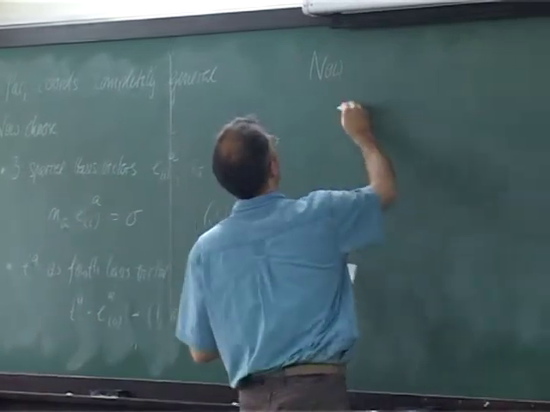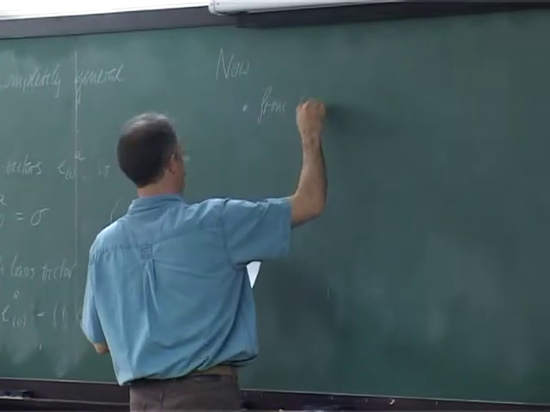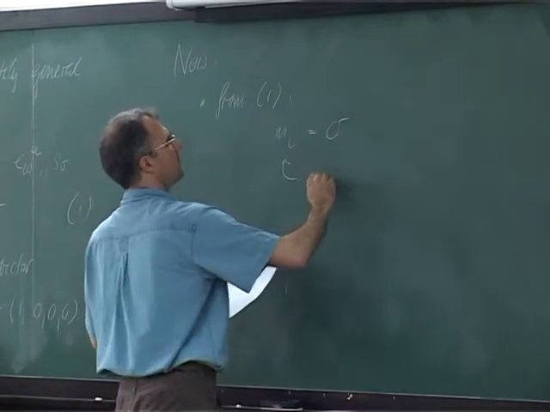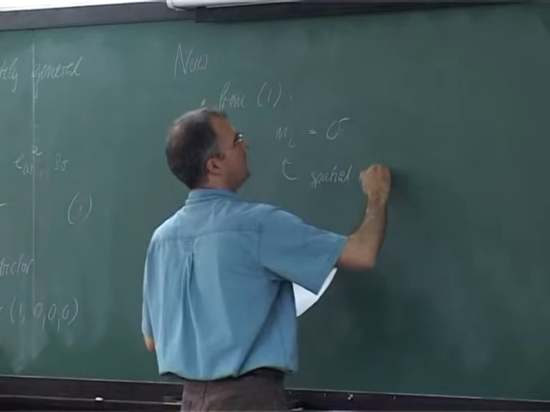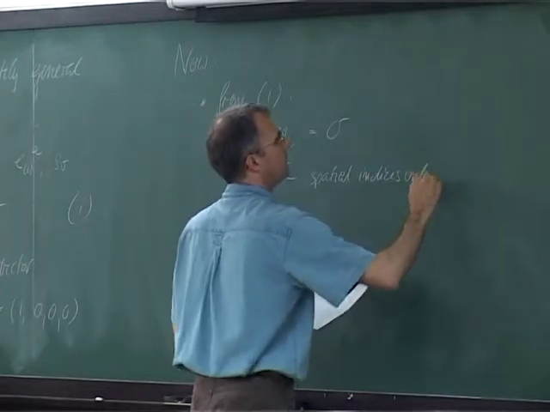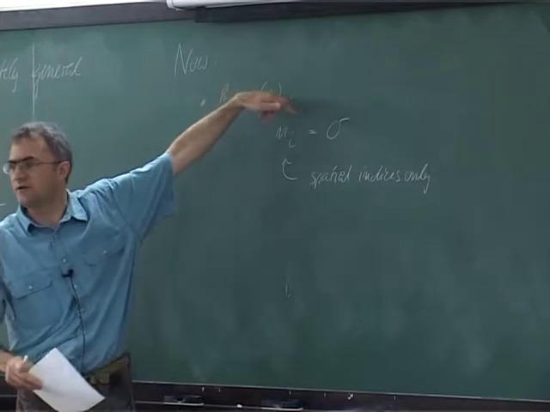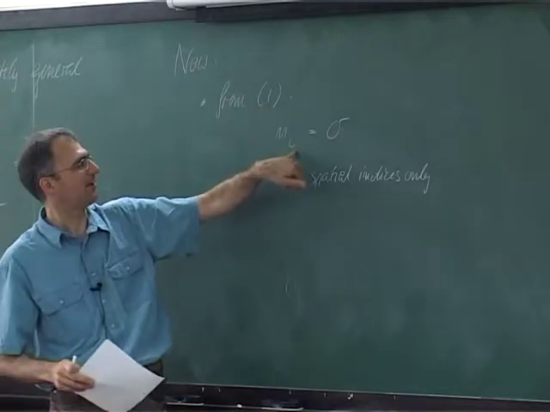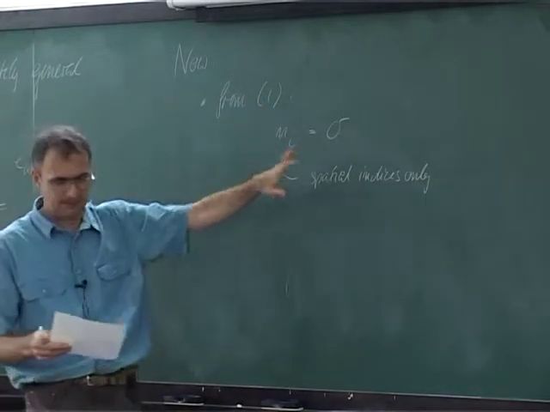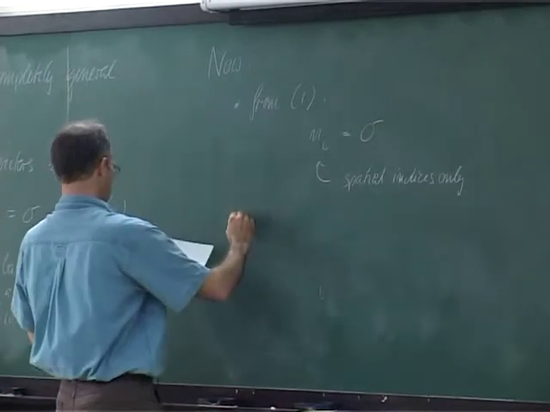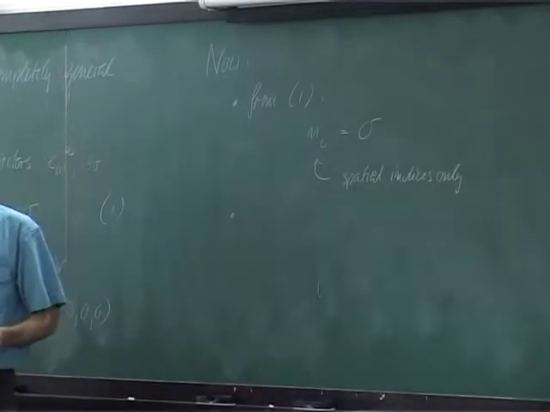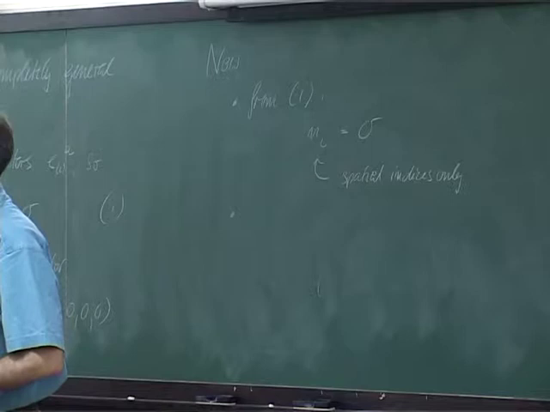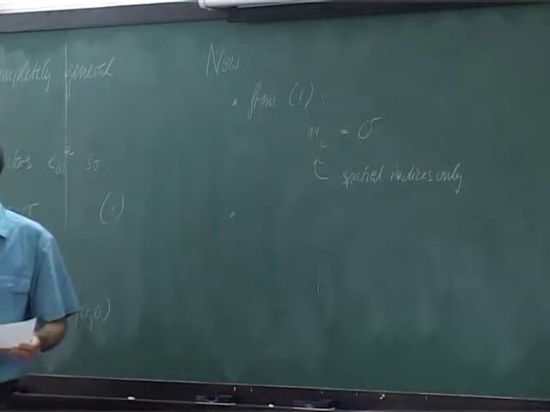So from 1 we have n_i equals 0. These are the spatial indices only. Another way of putting that is the only non-zero component of the downstairs normal indices is the time component. The I labels only spatial components, but they're 0. Also, if I take any spatial tensor with upstairs indices, I notice that only the spatial components can be non-zero. The time component has to be 0.